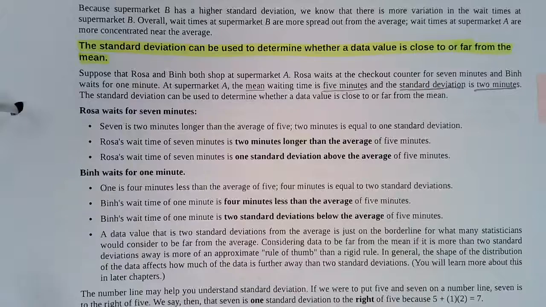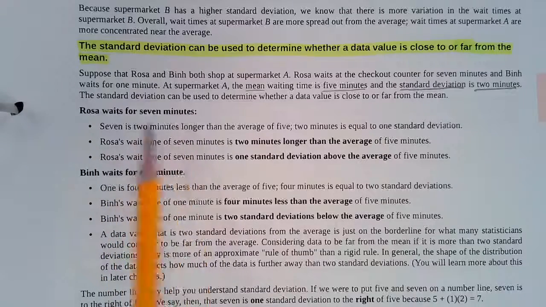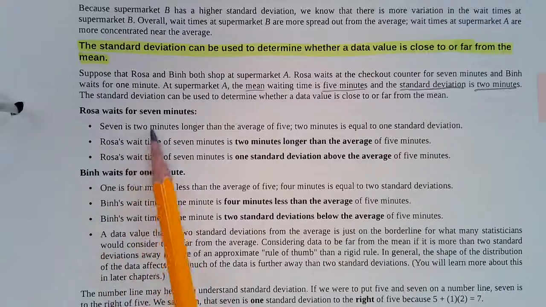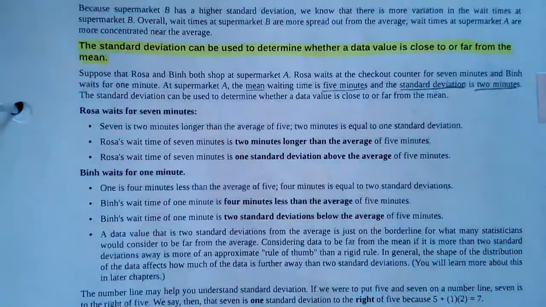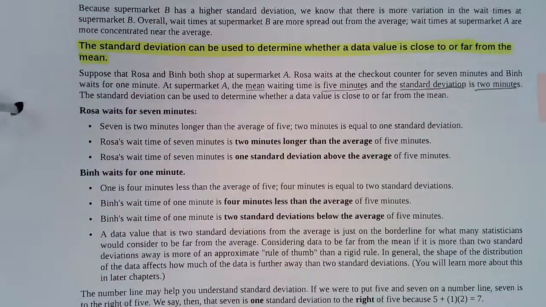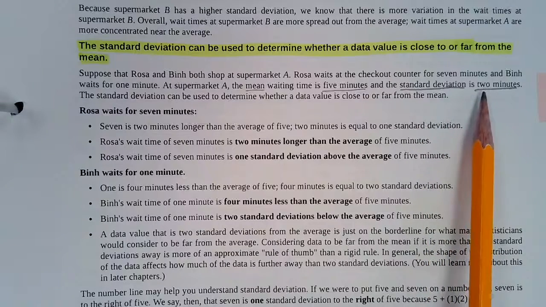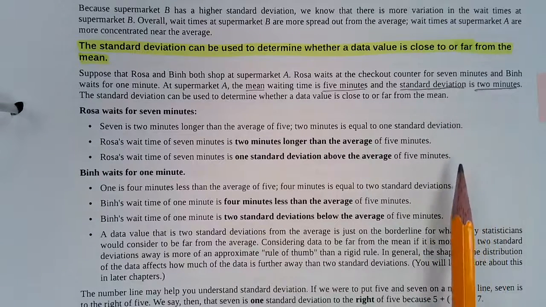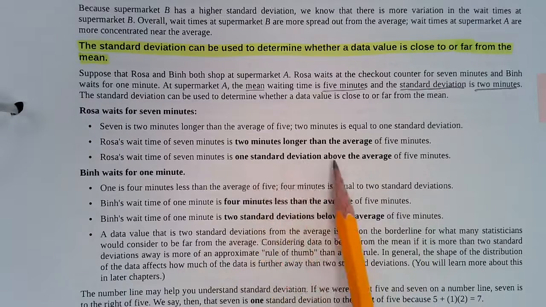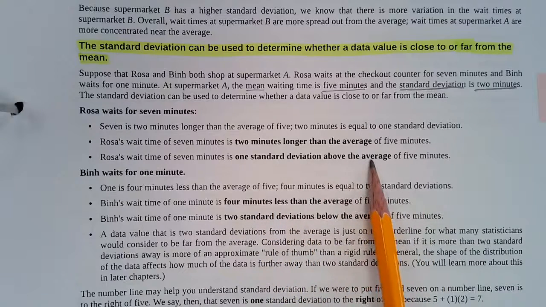Okay? So Rosa waits for 7 minutes. So 7 is 2 minutes longer than the average time. With it being 2 minutes longer than the average time, we know that one standard deviation is 2 minutes. So Rosa's waiting time is one standard deviation above the mean, or above the average.